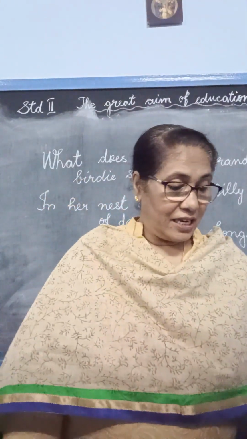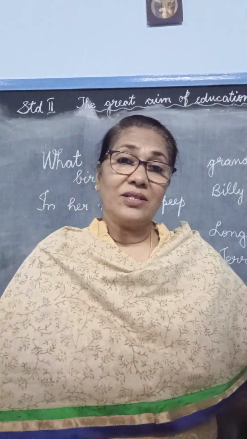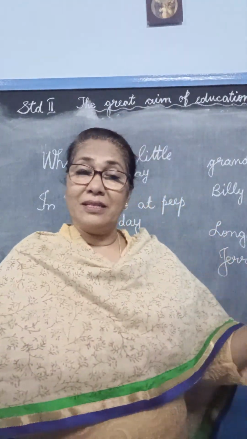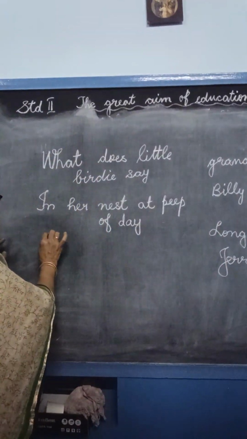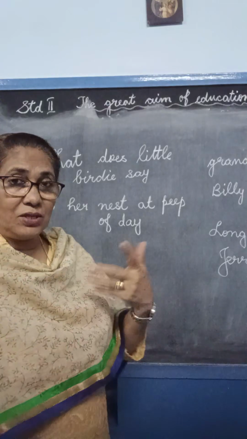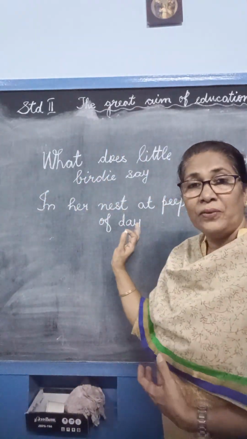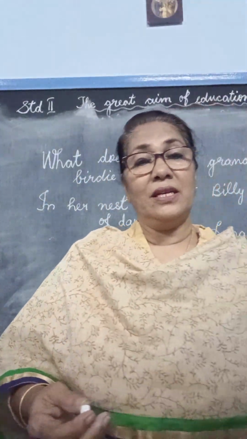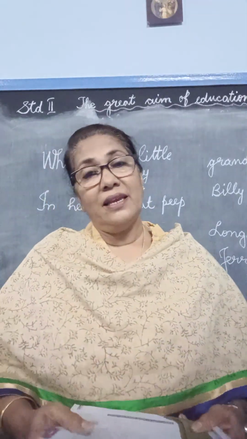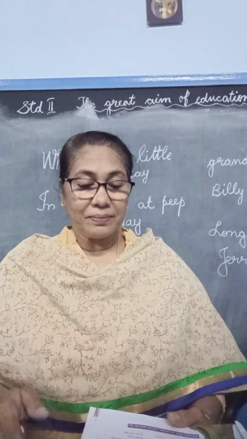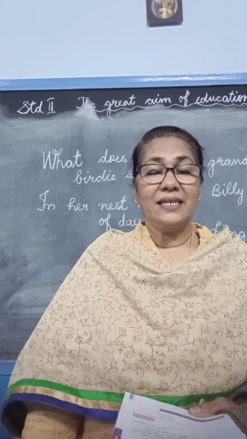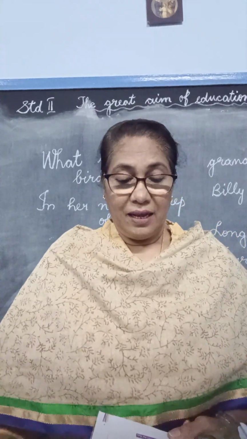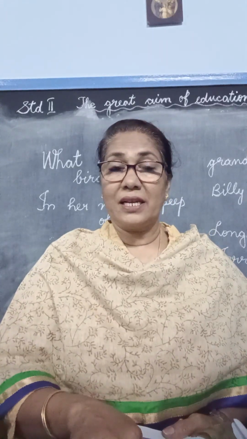Then what is the next line? Yes. Let me fly, says little birdie, telling the mother, let me fly. So then you write the next line here, L-E-T, let. I'm not going to write all that, I'm just giving you an idea. So this is how you should write when it is given as a form in any class. Okay. Alright. So what does little birdie say in her nest at peep of day? Then what is the next line?